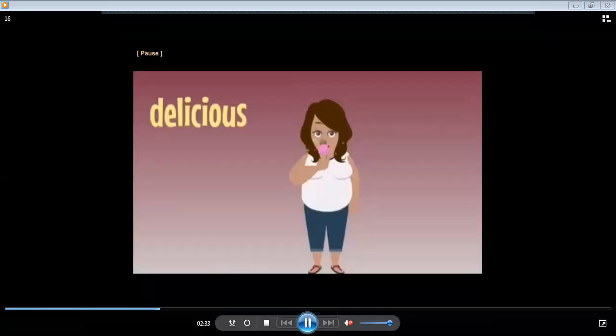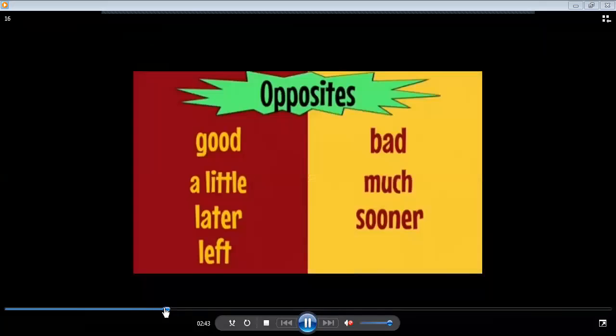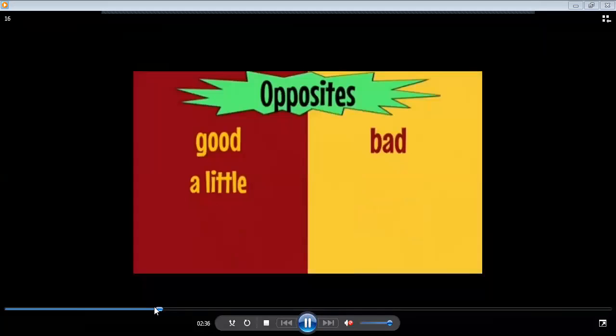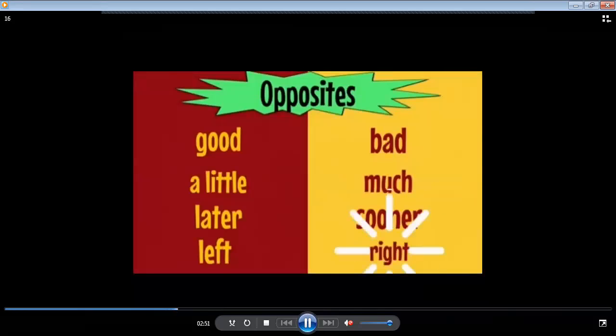Okay, delicious. Delicious is an adjective, means tasty, means something tastes very good, delicious, yummy. Okay, here are the opposites, the word and its opposite: good, bad; a little, much; later, sooner; left, right.